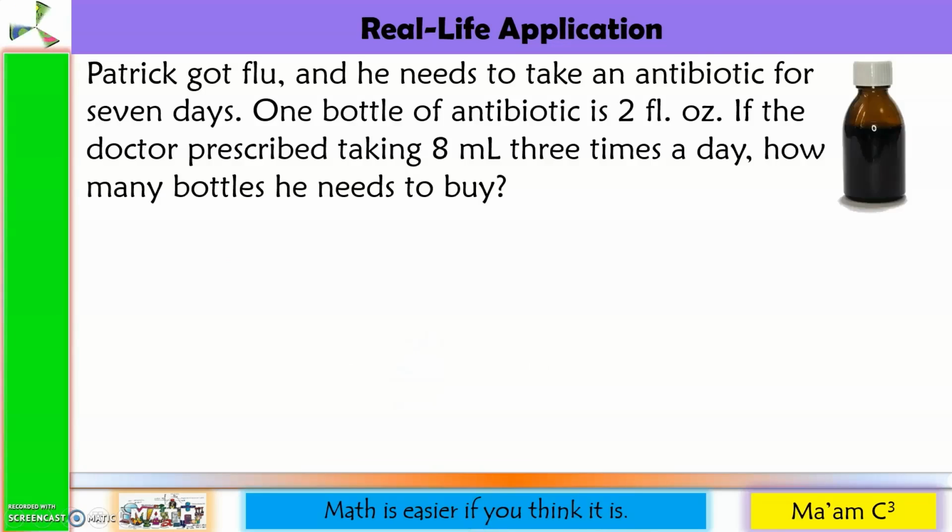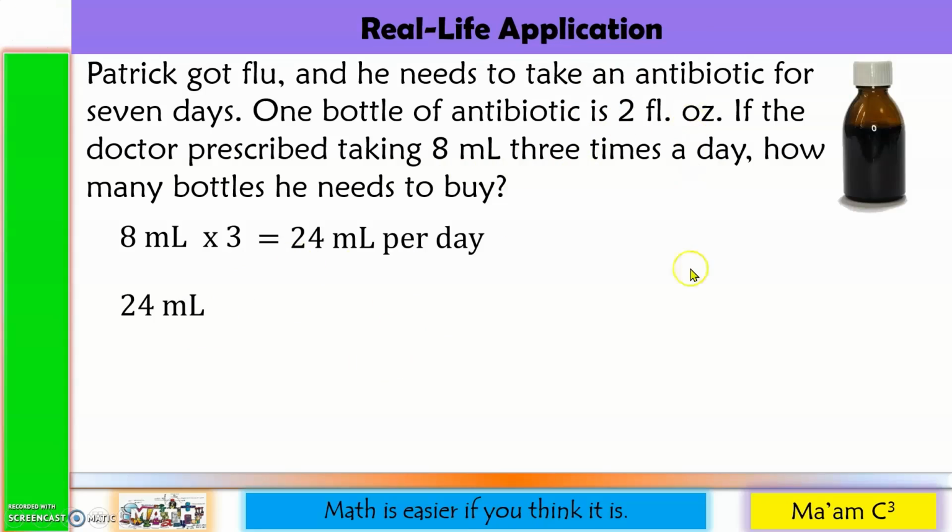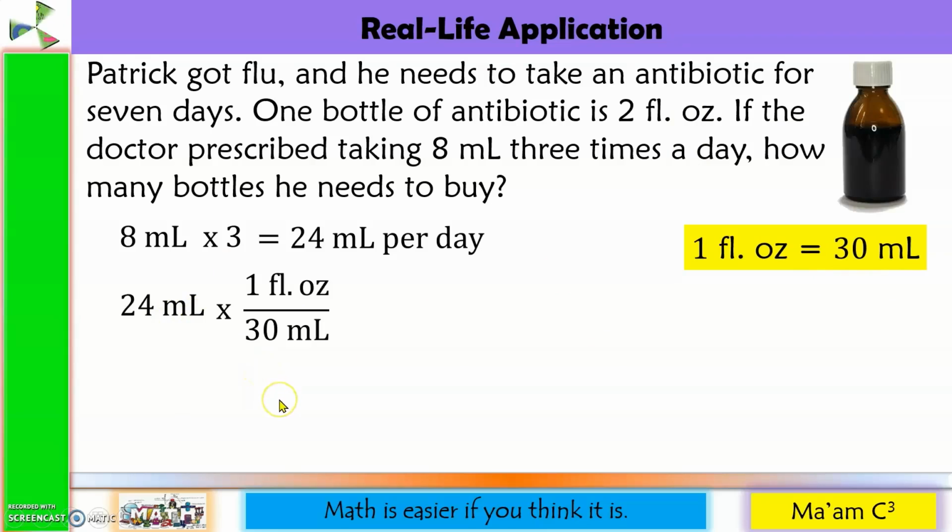Next one. Patrick got flu and he needs to take an antibiotic for 7 days. 1 bottle of antibiotic is 2 fluid ounces. If the doctor prescribed taking 8 ml 3 times a day, how many bottles does he need to buy? 8 ml 3 times a day, that would be 24 ml per day. So let us convert 24 ml into fluid ounces. Our conversion factor is 1 fluid ounce is equal to 30 ml. ml in the numerator, so this ml here should be in the denominator. So times 1 fluid ounce over 30 ml. So we can now cancel the ml here. So 24 times 1 is 24 divided by 30 is 0.8 fluid ounce per day.